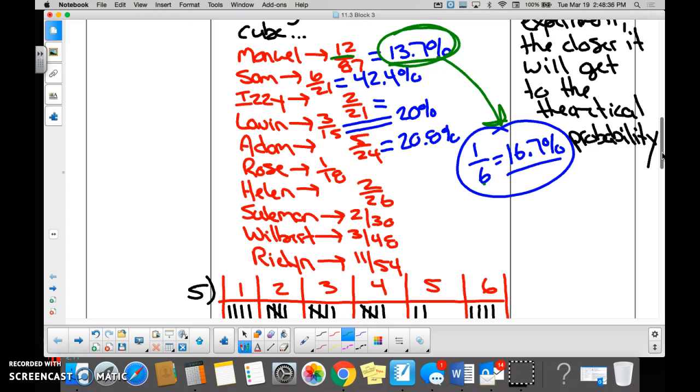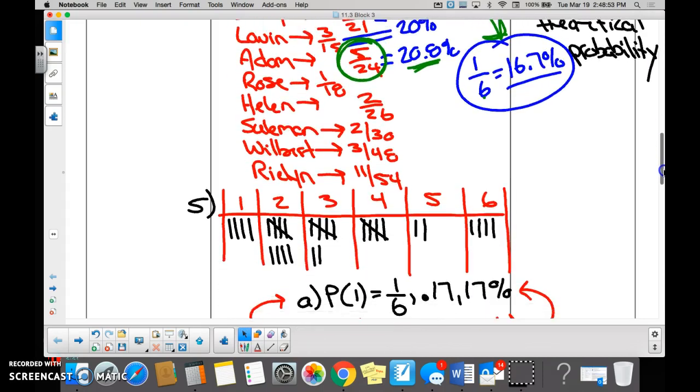Yes or no? Yes. Does that make sense? Yes. Okay. At first, we actually thought this group was the closest, didn't we? But they actually are at 20.8%, which is a little further off than Manuel's group. You with me? Yeah.